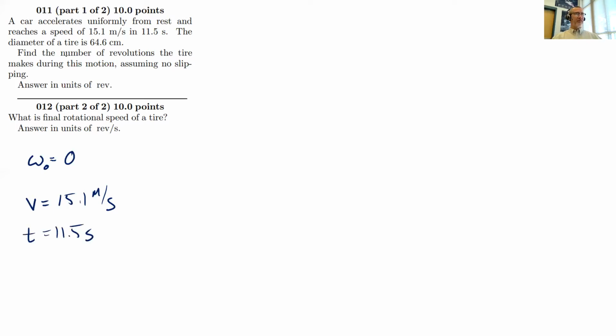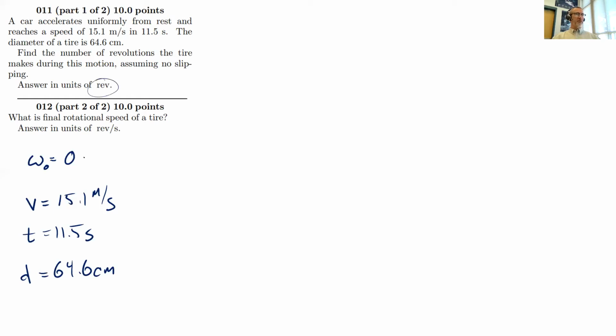It says the diameter of a tire is 64.6 centimeters. That's a diameter. D is 64.6 centimeters. Interesting. Find the number of revolutions the tire makes during this motion, assuming no slipping. Answer in units of revolutions.